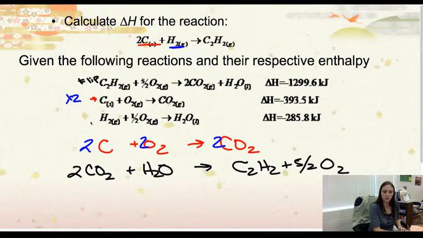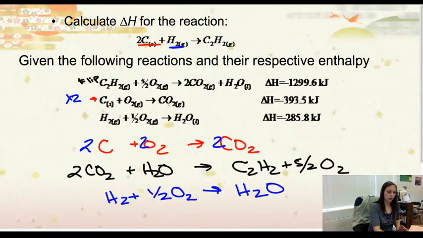So this one, the bottom one I haven't looked at yet, has water in it. So if I want the waters to cancel, I need water on the right side, which means I'm going to leave it alone. And let's see if that'll work out. So 5/2 O2, okay, is actually 2.5. So let's see if we get everything to cancel. My CO2s do, which is good. My waters do, which is good. And I've got 2.5 O2. That's going to cancel with my 5/2 O2. So I'm good.